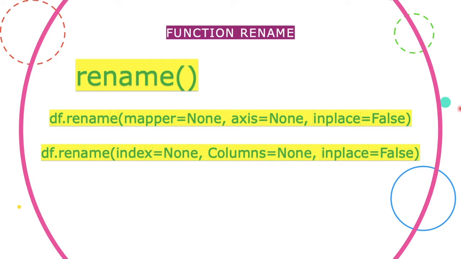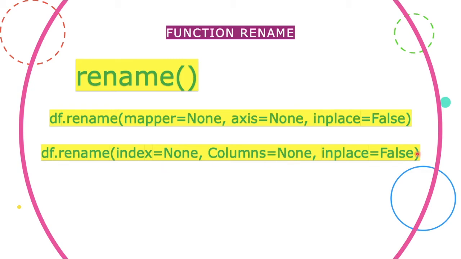If we consider the first syntax, the first element passed is mapper. We need not get confused with this mapper. Mapper is basically the mapped values, and a dictionary is a very good example of a mapper. The second parameter it accepts is axis, which by default is set to none, and the third is inplace. We've already discussed axis and inplace in my previous video.